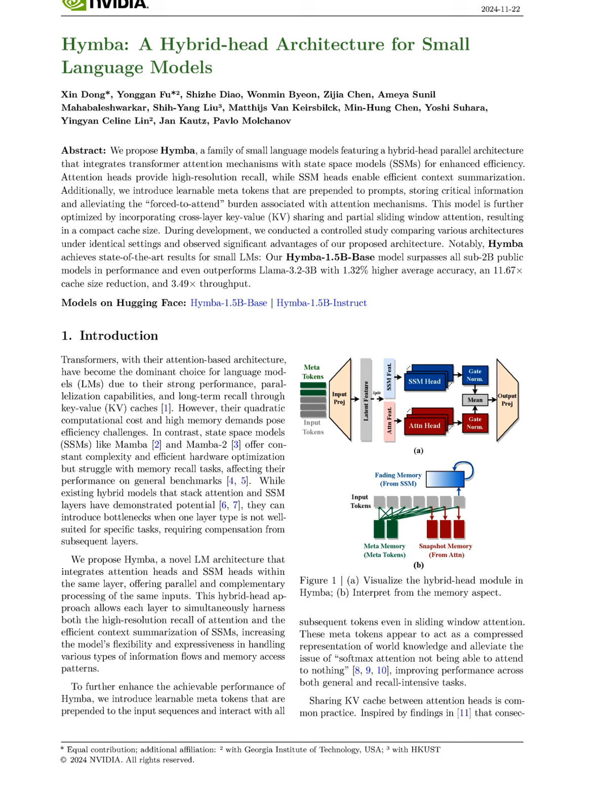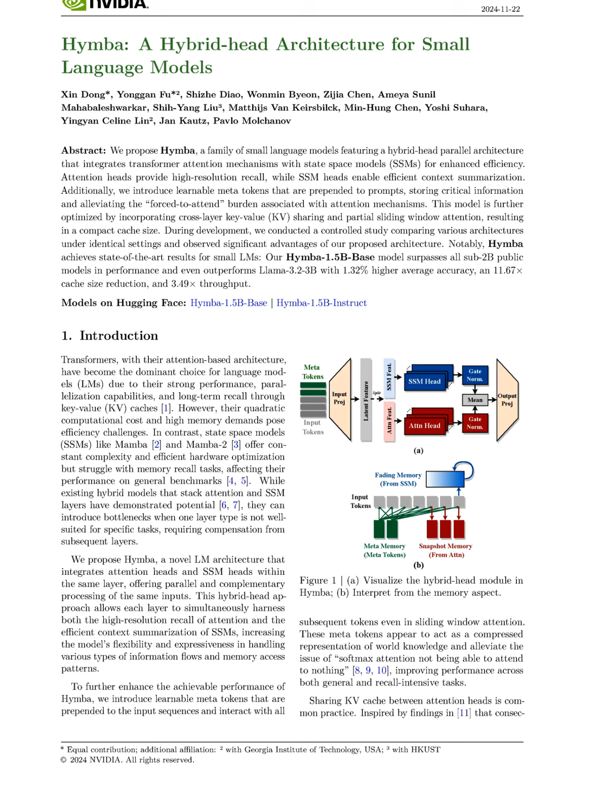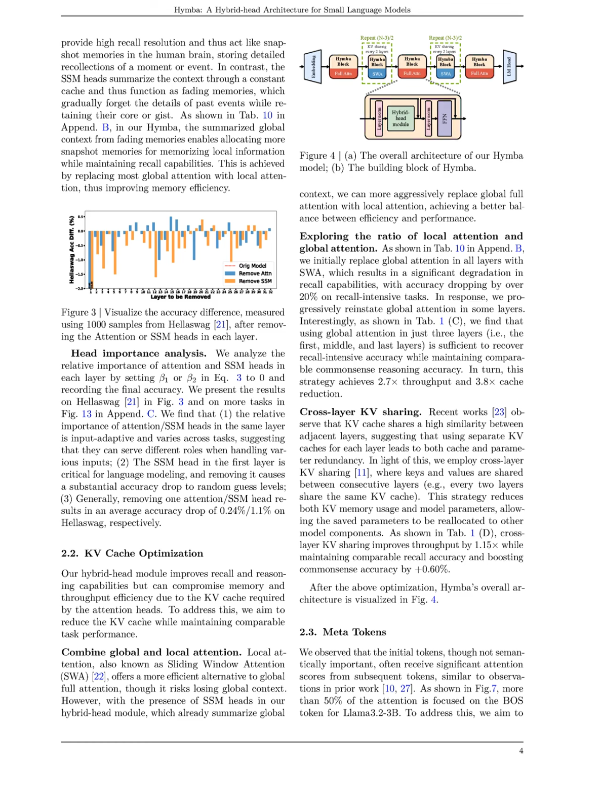In the Hymba architecture, attention heads and SSM heads interact in a parallel manner to process the same input simultaneously, enhancing both recall and reasoning capabilities. For example, consider an input sequence consisting of tokens representing a short sentence, "The cat sat on the mat." When this sequence is fed into the hybrid head module, the attention heads utilize their high-resolution recall to focus on specific tokens, such as cat and mat, effectively capturing detailed relationships and context. Simultaneously, the SSM heads summarize the overall context of the sentence, maintaining a constant cache that allows them to retain the gist of the information while processing it efficiently.